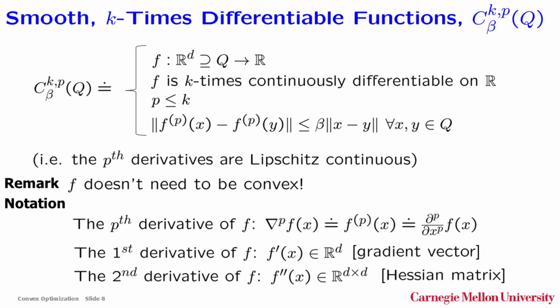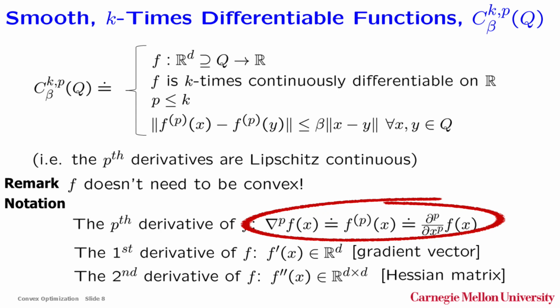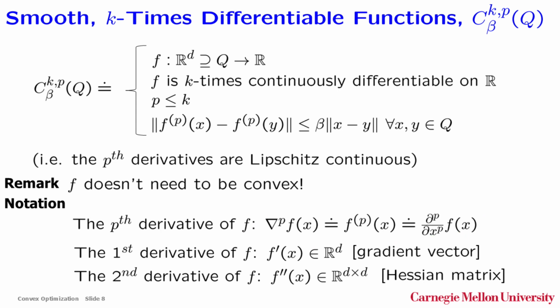In the literature, there are many different notations for the derivatives of a function. Here, you can see 3 different versions that sometimes we use. The first derivative is also sometimes denoted with f prime. That's the gradient vector. The second derivative is sometimes denoted with f prime prime, and that's the Hessian matrix of function f.